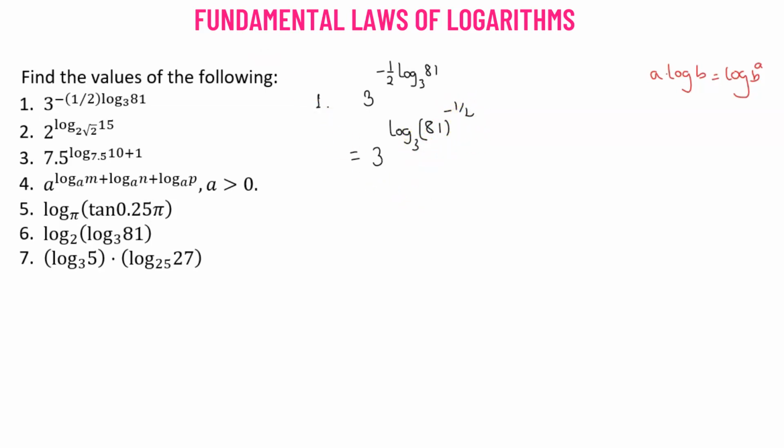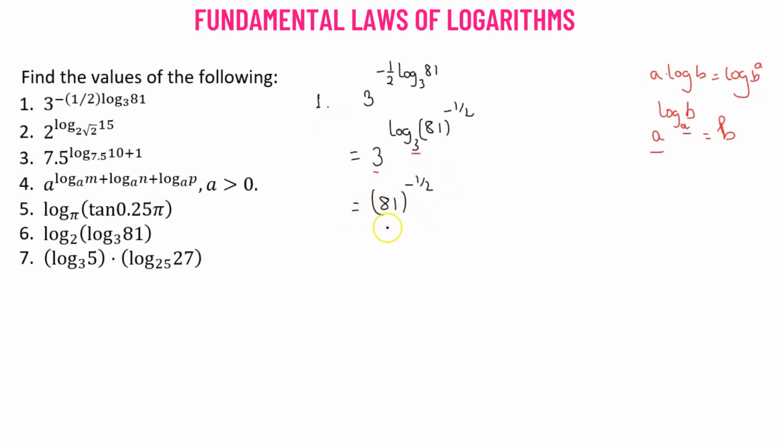Why have we done it? The reason is, whenever we have a raised to the power of log of b with the base a, then this is equal to b. That means if the base of the exponent and the base of the logarithm are the same, then this value will be equal to b. In our case, the base of the exponent is 3 and the base of the logarithm is 3. So this will be equal to 81 raised to the power of negative half.